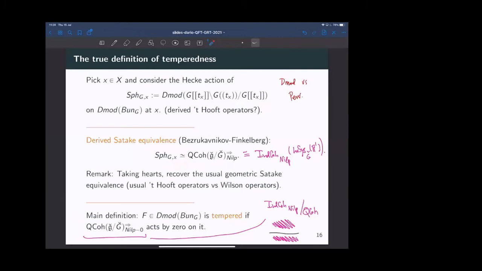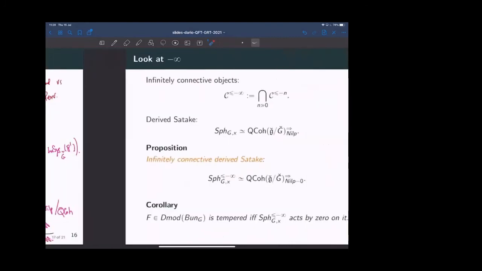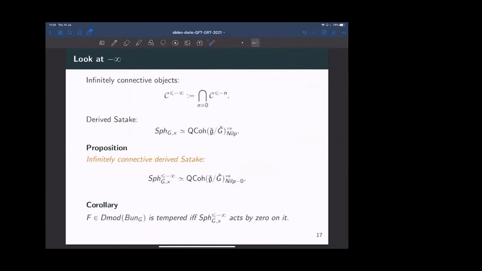So once and for all, we can clean it. And here's my suggestion for how to clean it. So here we did take hearts to recover from this theorem the usual geometric Satake theorem. Let's do something completely different. Let's not take hearts. Let's look at the part of the category that lies homologically at minus infinity. So I have t-structures. So anytime I have a category with a t-structure, I can look at objects that live at minus infinity in the t-structure. So like so.